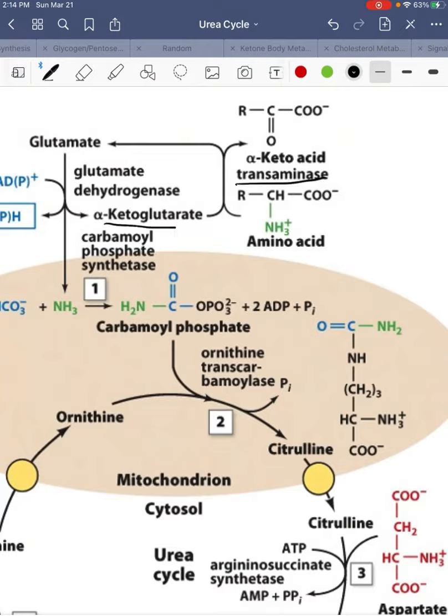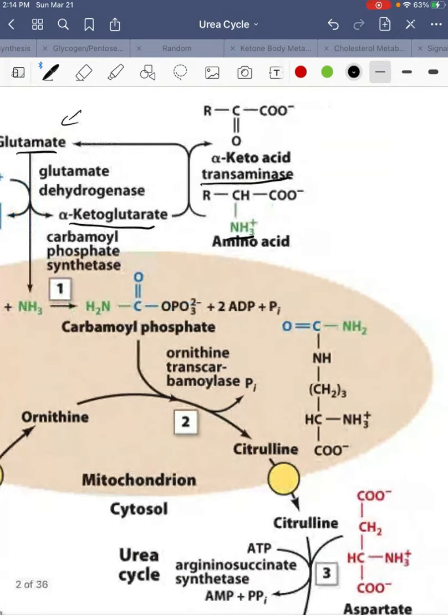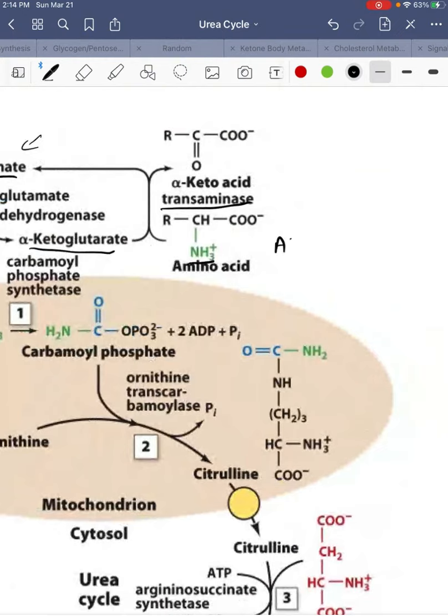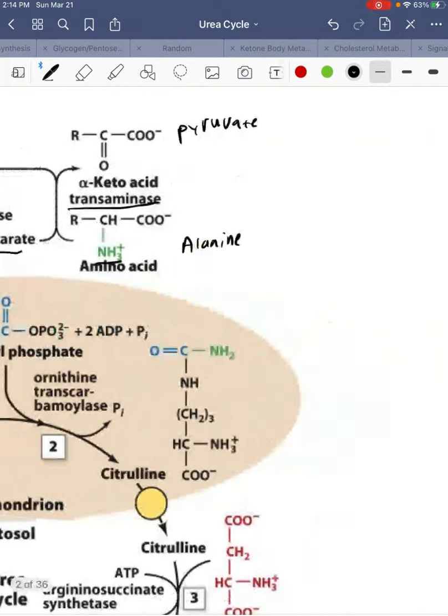It's coupled with alpha ketoglutarate and glutamate. So this is similar to TCA stuff. NH3 is then given to alpha ketoglutarate, so this becomes glutamate, and then the carbon skeleton becomes an alpha keto acid. So this can be run with different amino acids. Usually the ones you'll see are alanine, and then pyruvate would be your alpha keto acid, or you can also see it another way, which is aspartate.